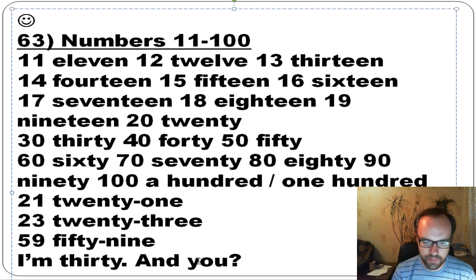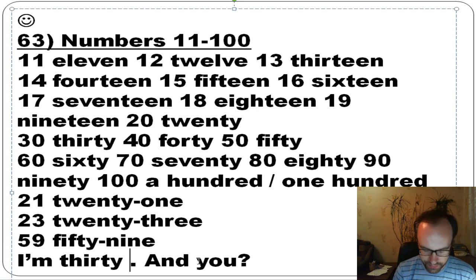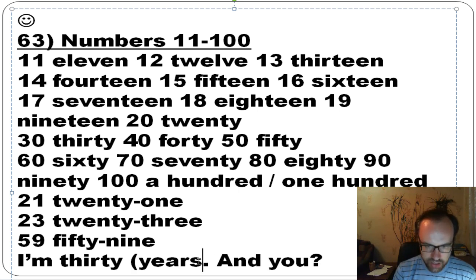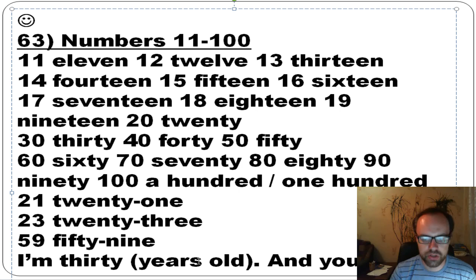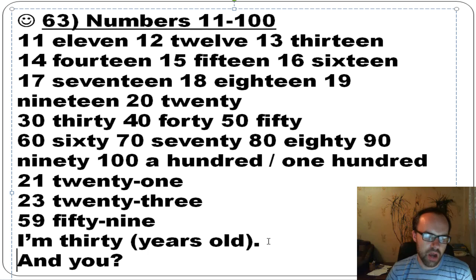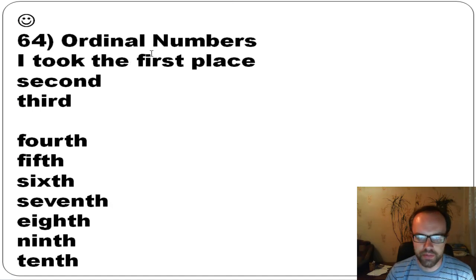So we say I'm 30 or I'm 18, I'm 12, I'm 40, I'm 50. And we can say "years old", okay? So you can say, for example, I'm 25 or I'm 25 years old, I'm 50 or I'm 50 years old. So with "years old" or without "years old". So it's okay to say I'm 30 and it's okay to say I'm 30 years old.